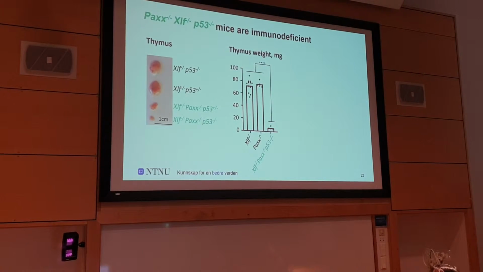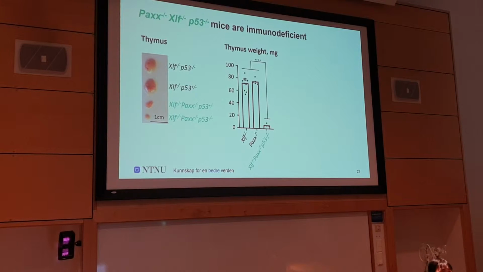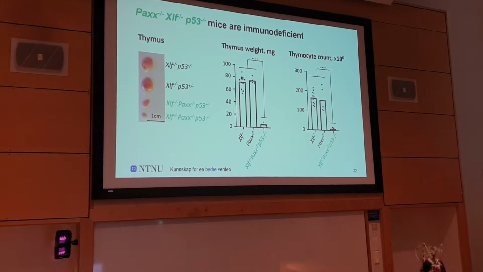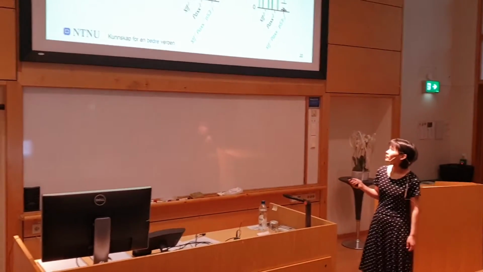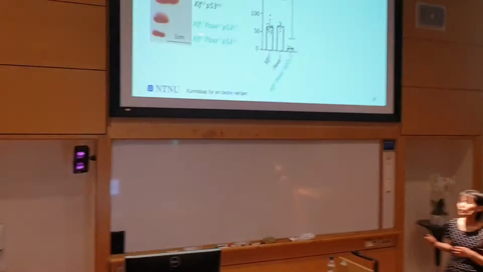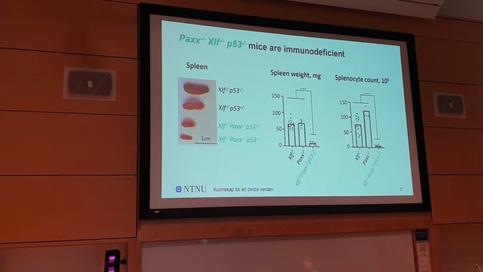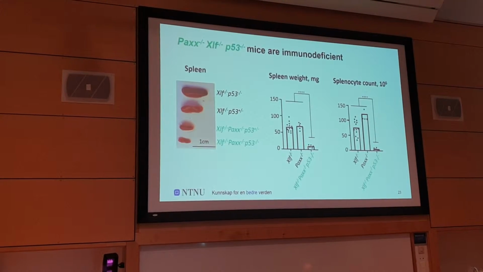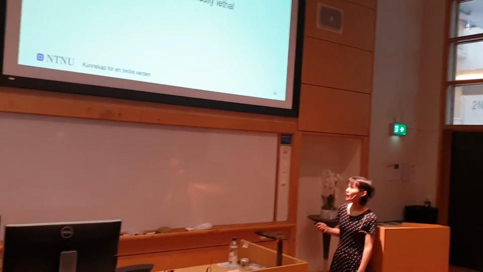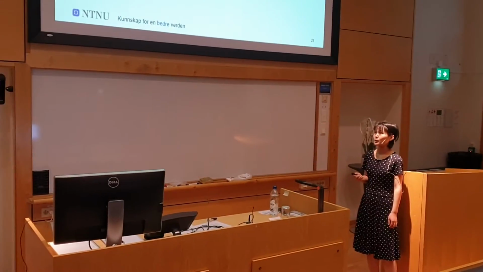So we isolated the thymus and found that in the triple knockout mice, the thymus is also significantly smaller compared to the siblings. And also by splenocyte counting, so this is a statistic. And in addition, we analyzed the spleen. We found that the spleen size is also smaller compared to their siblings, and also by splenocyte counting. So with this, we conclude that PARP and XRF have genetic interaction, and the double knockout mice die embryonically, and this lethality is dependent on P53.